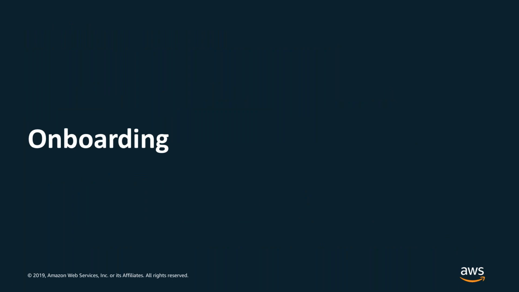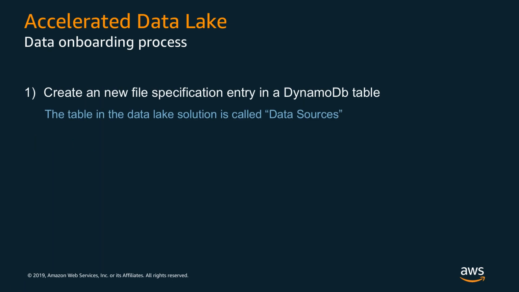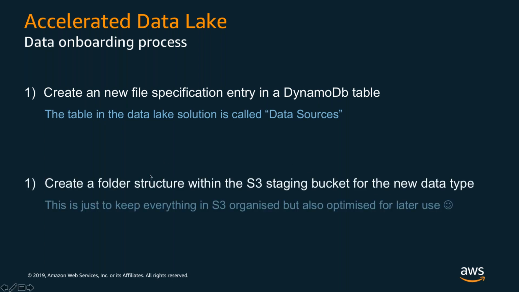So let's take a look at how we onboard a new data file type into the data lake. Onboarding of data is made up of two steps. First, you create one of those new file specification entries in a DynamoDB table, which I've called data sources. And remember, this file specification contains the file settings of the new data type, S3 object tags, and metadata. The second thing we have to do is actually create a folder structure in S3 for where the new data files will be stored in both the staging and raw bucket locations.